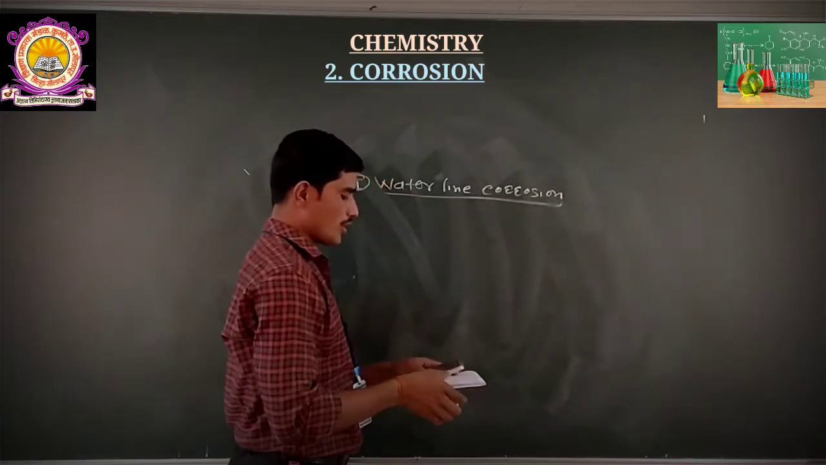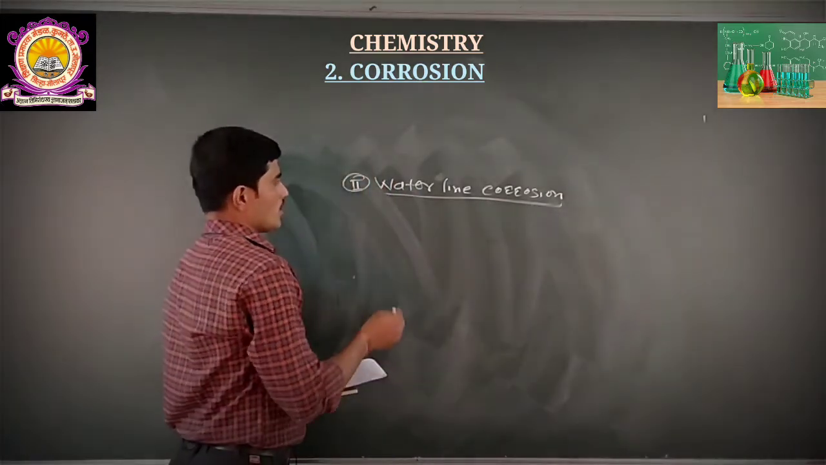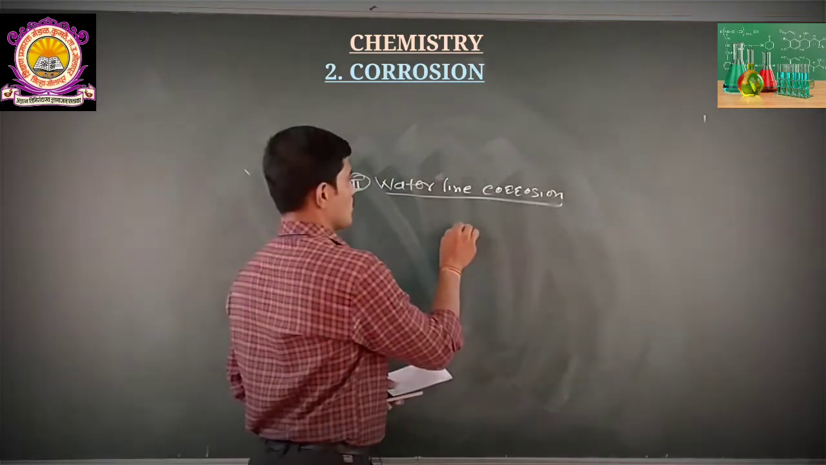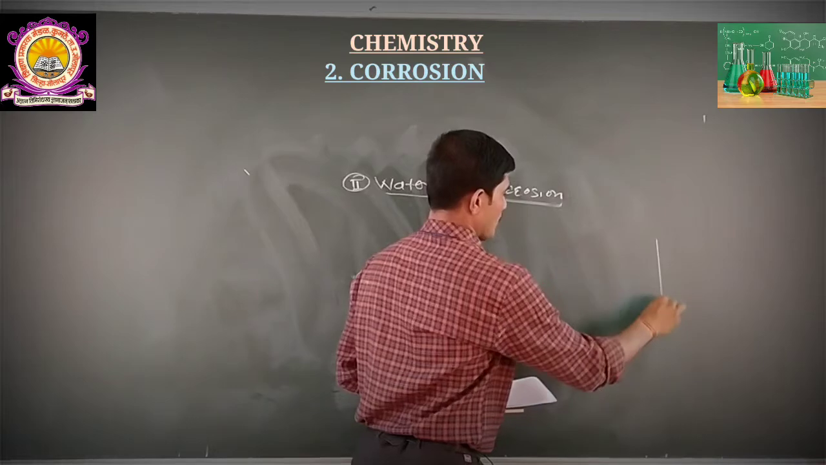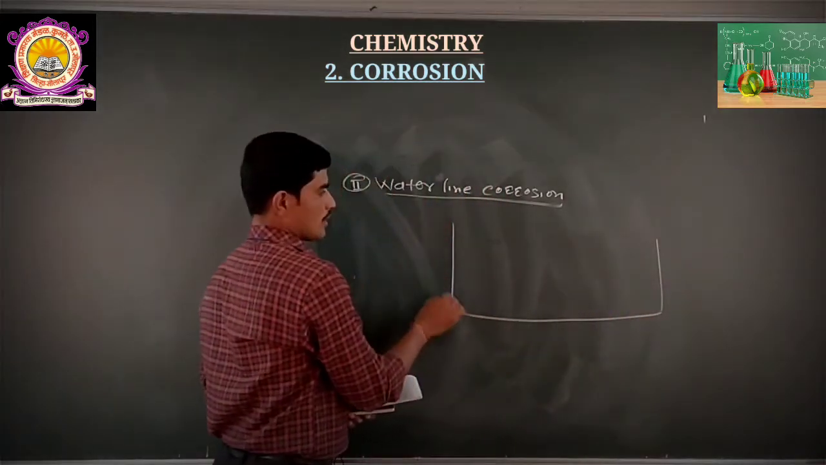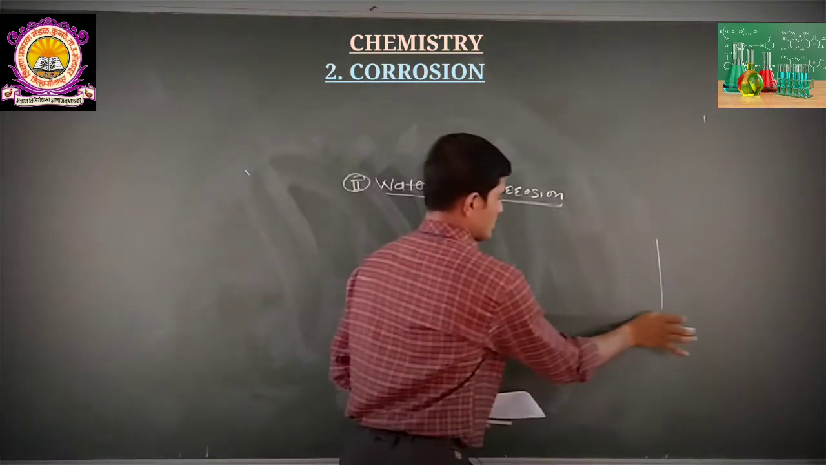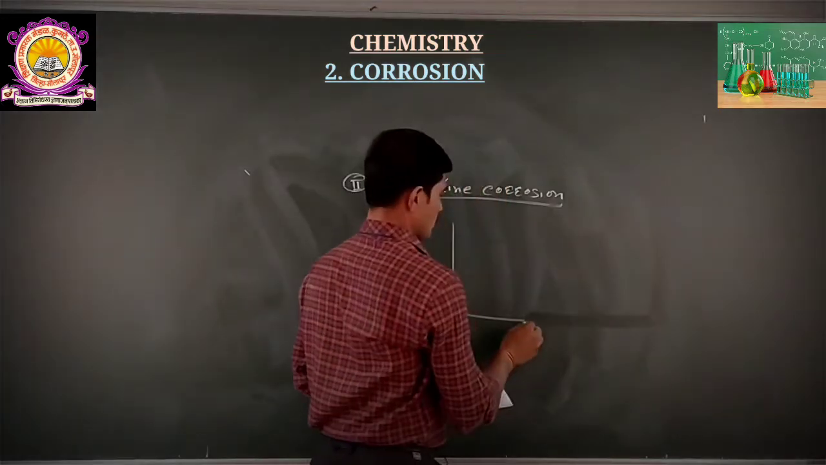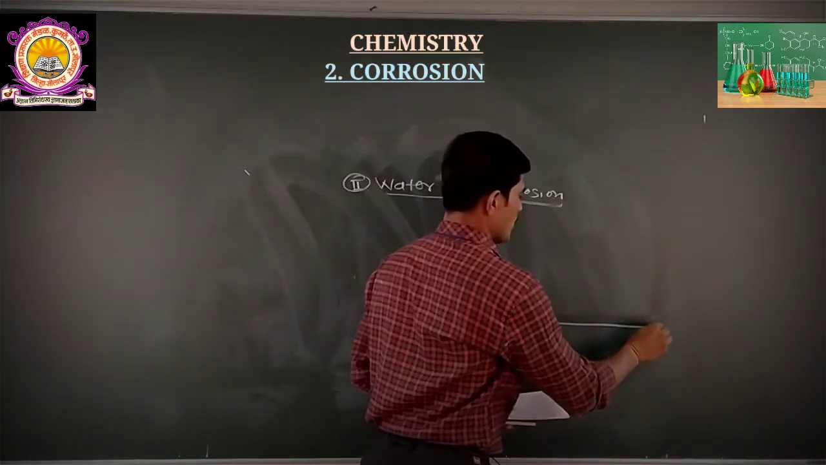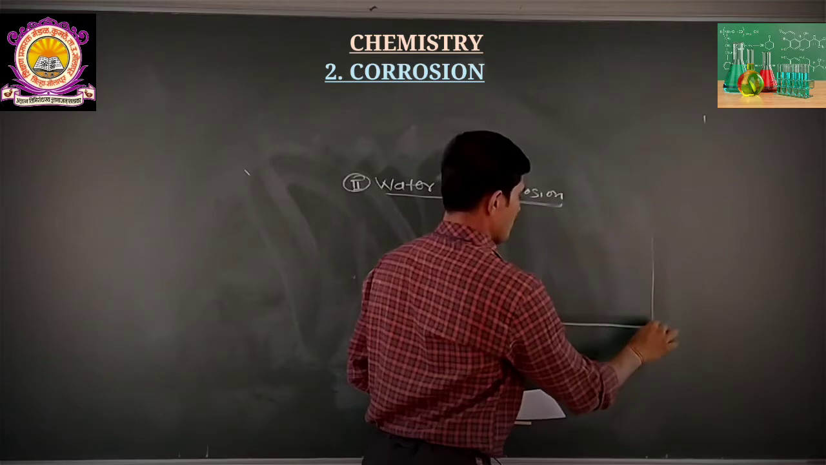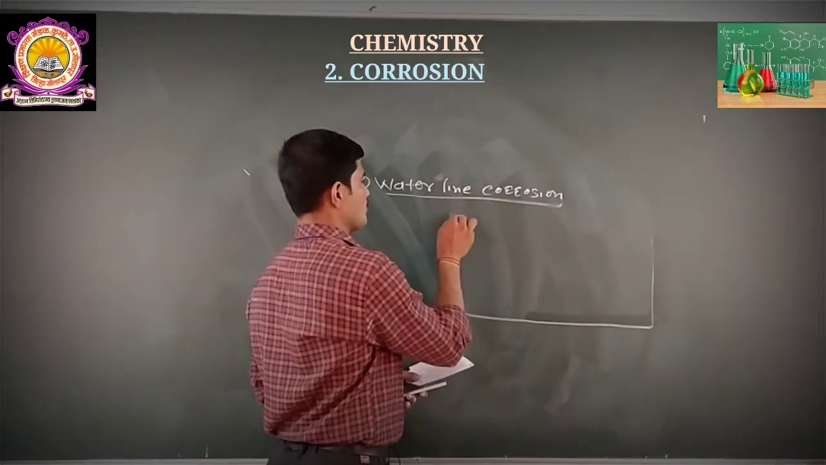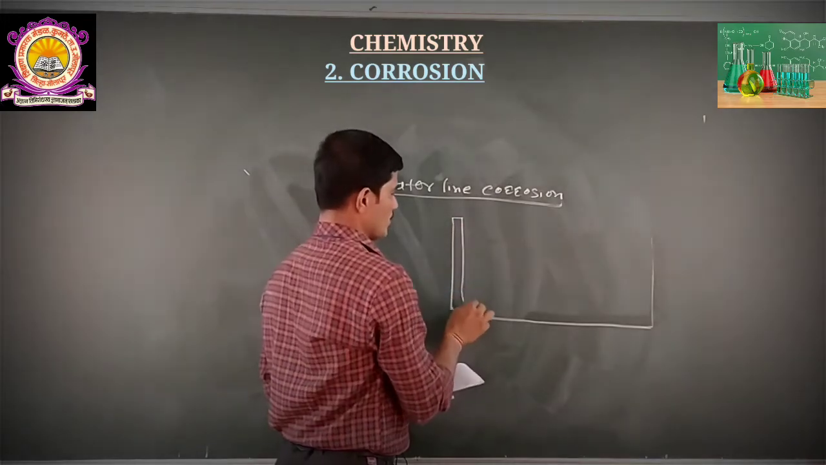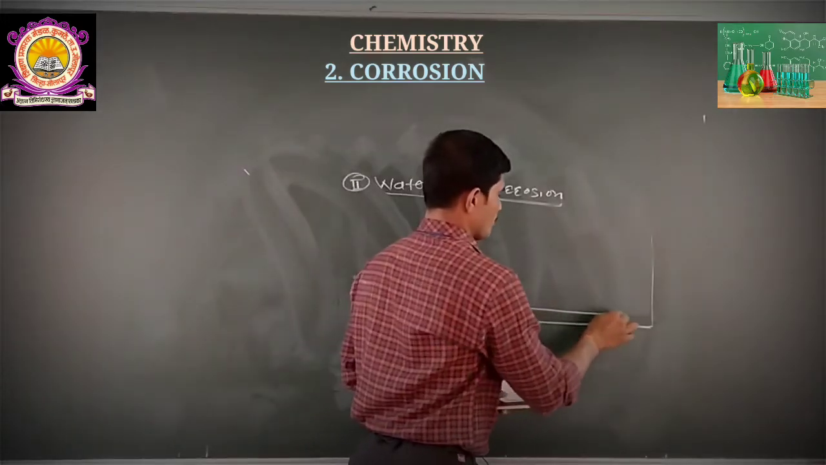This is the second important type of corrosion. We will again understand this corrosion by using a simple diagram. We are going to consider one tank, and by using this diagram we understand the concept of water line corrosion.